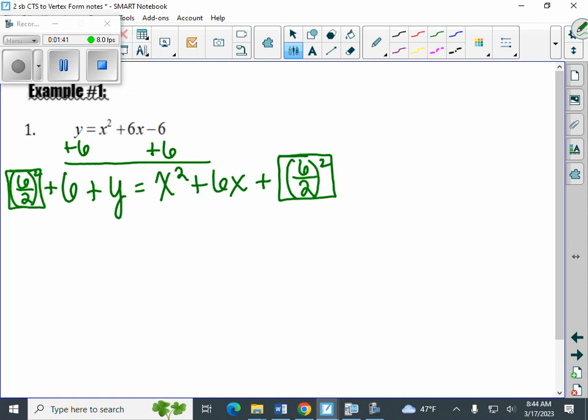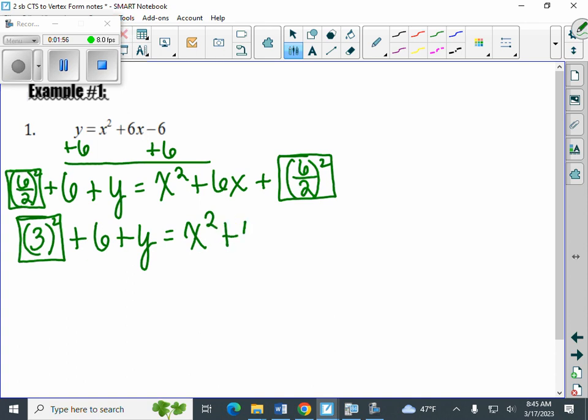I'm going to simplify that a little bit. 6 divided by 2 is 3. So this is going to be 3 squared plus 6 plus y. And over here on the right of the equals, we get x squared plus 6x plus 3 squared.